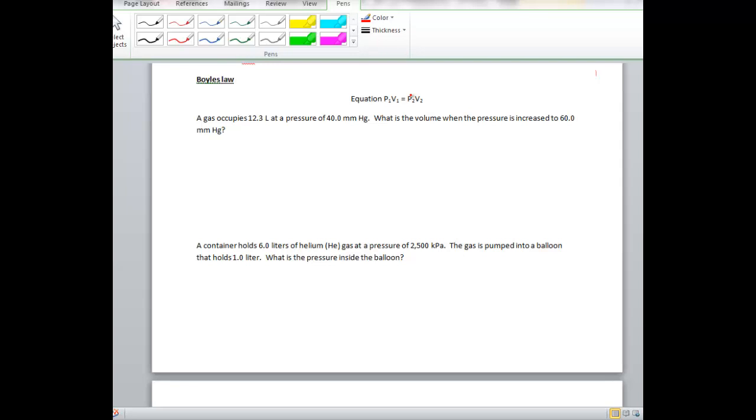So if I was going to set this up, what I would first try to do is indicate where my variables are. So this is V1, a gas that occupies 12.3 liters at a pressure of 40 millimeters of mercury. So that's my P1. What is the volume? I'm going to circle that because that's what we're going to solve for. And I'm looking at my P2. So my equation would be set up as 12.3 liters multiplied by 40.0 millimeters of mercury.